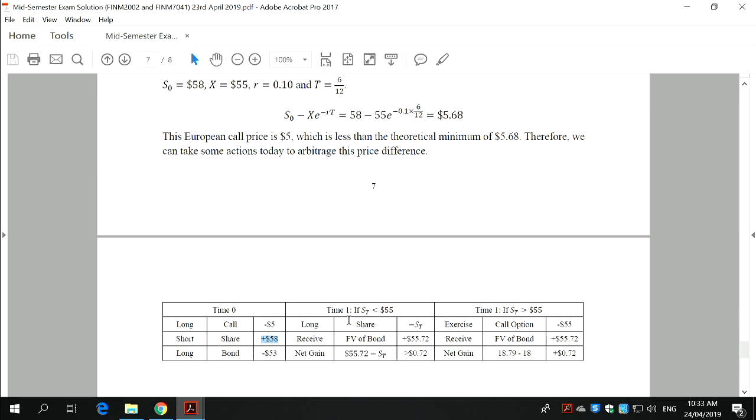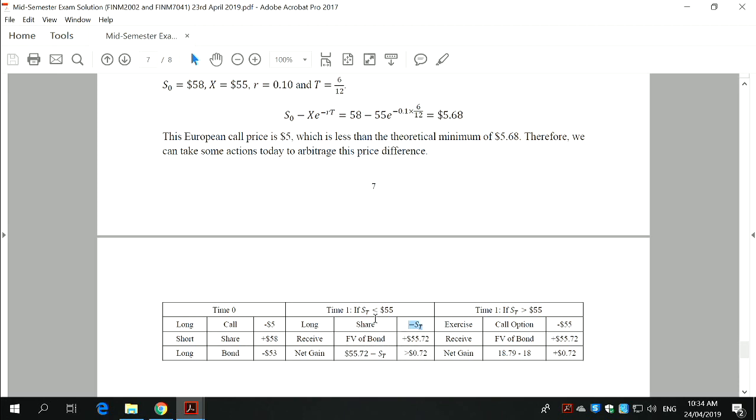Okay, so 6 months later, there are only 2 scenarios that can occur. Either the share price finishes lower than the strike, lower than 55. If the share price finishes lower than 55, you simply don't exercise your call option, right? So your option is out of the equation. You simply let it lapse with a value of 0, and then because 6 months later you have to buy back the share to return to the stock lender, you're buying back the share at the market price, ST. And at the same time, your zero coupon bond provides you a payoff of 55.72.